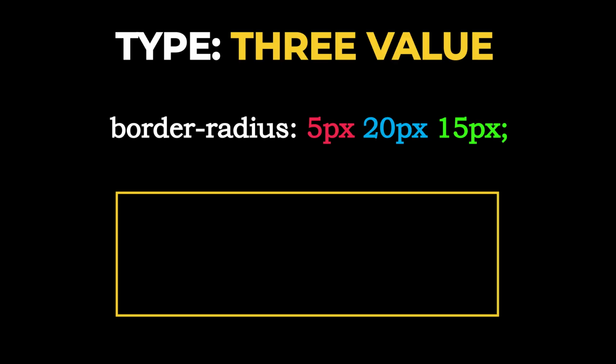Next, for the three-value type, when you specify three values, the first value applies to the top left corner, the second value applies to the top right and bottom left corners, and the third value applies to the bottom right corner. Let me show you how it works.